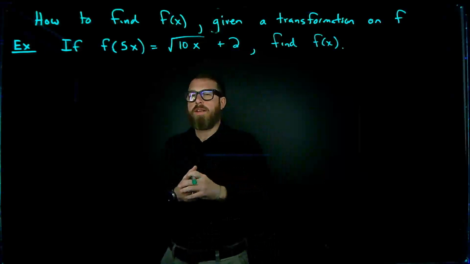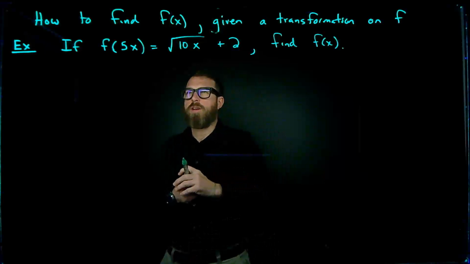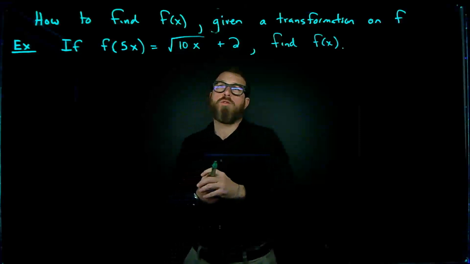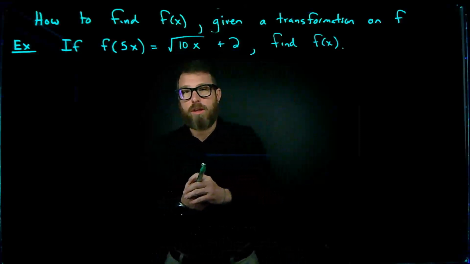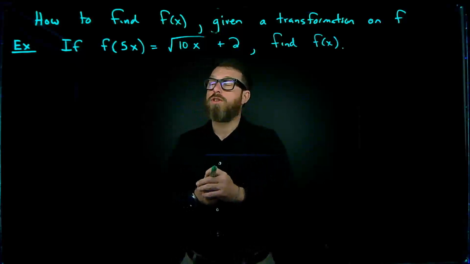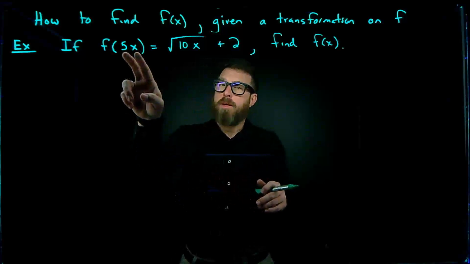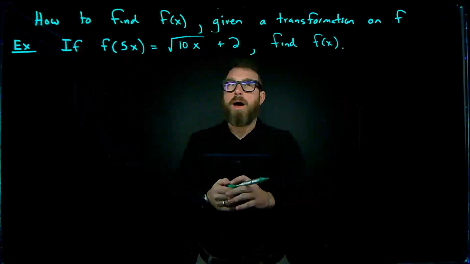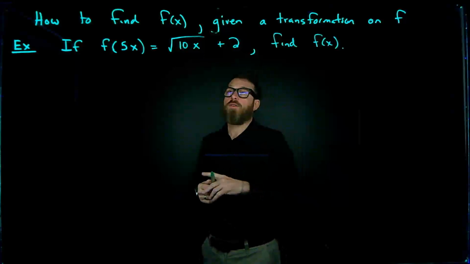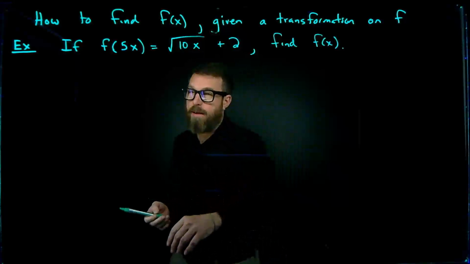Say I have the equation f of 5x is equal to the square root of 10x plus 2. I want to find the untransformed function. What we know is an input of 5x is squishing this original function by a factor of 5. So the way we undo that is we're going to have to unsquish it.